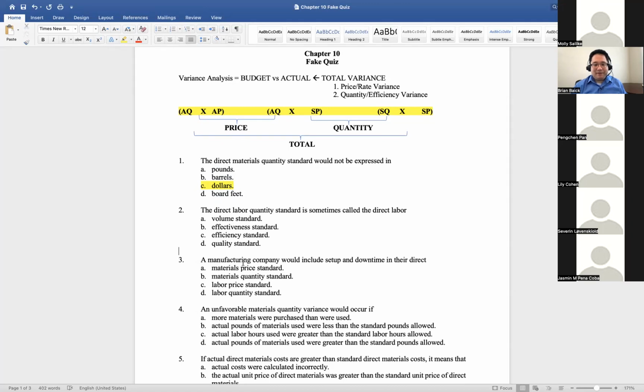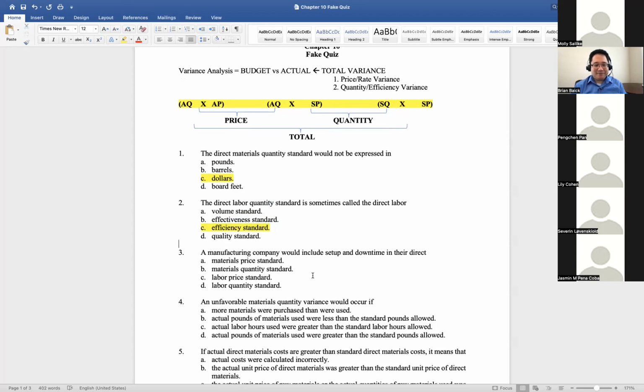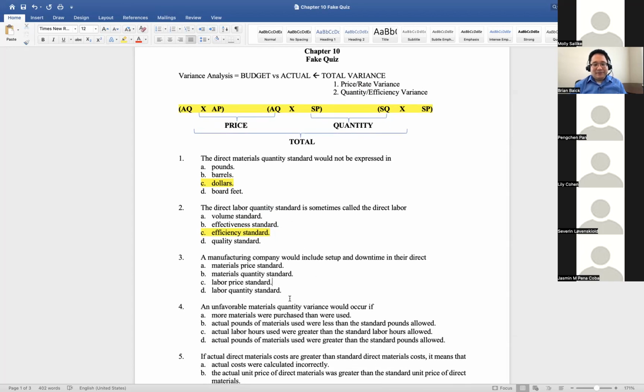The direct labor quantity standard is sometimes called the direct labor... Quantity is also called, what is quantity? Efficiency, I guess. Efficiency standard. Yeah, efficiency. Quantity, efficiency, or price is also called what? Price is also called rate. Rate, good. Okay, excellent.